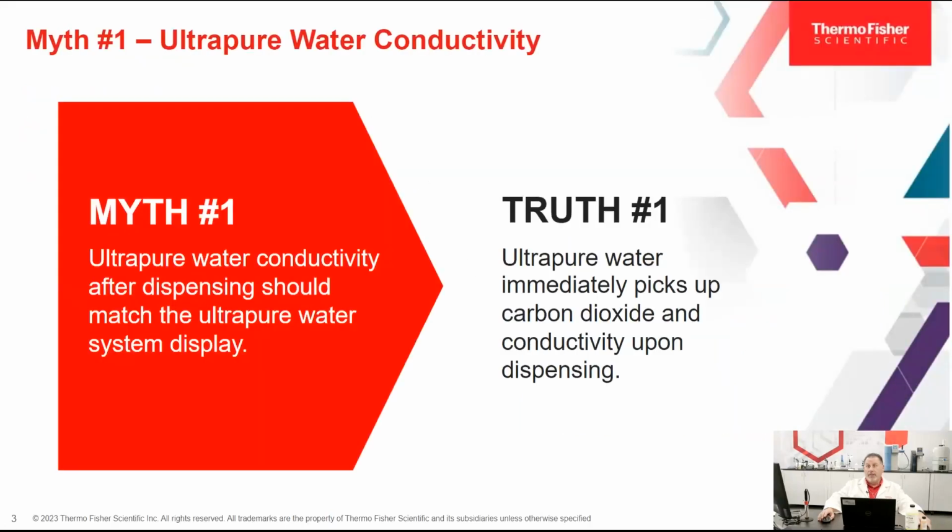Let's dive in with our first myth. Again, the myth is ultra-pure water conductivity after dispensing should match the water system display. For instance, ultra-pure water usually measures 18.2 mega ohms per centimeter. So the ultra-pure water that I take from the system should read, when I measure it, 18.2 mega ohms also, right? Well, there's really more going on than we realize.